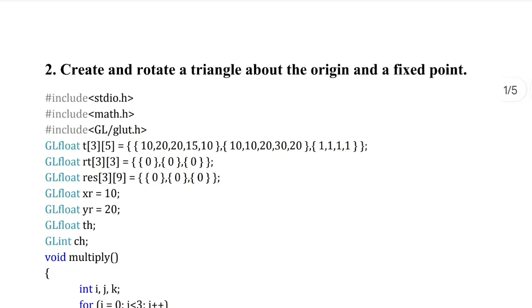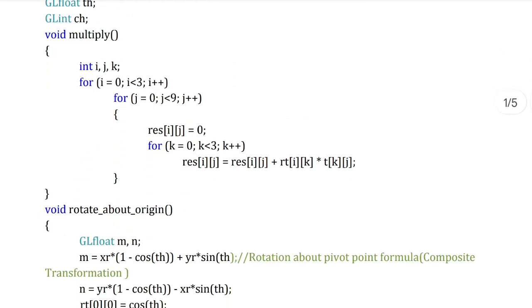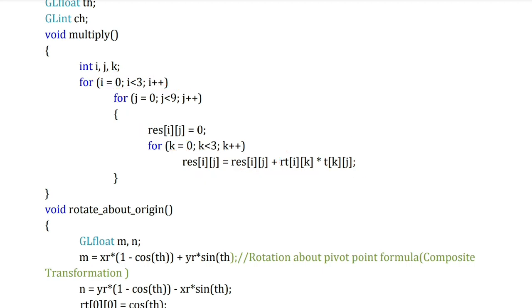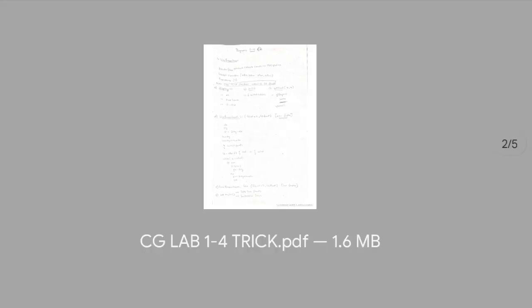See, in the code part also it's the same thing. I is running from 0 to 3. Then we have the for loop for j, running from 0 to 9. Result of ij is equal to 0. K goes from 0 to 3. Resultant of ij is equal to resultant of ij plus RT of ik into T of kj. Okay, that's all what is there in the multiply function. So the first function is over.